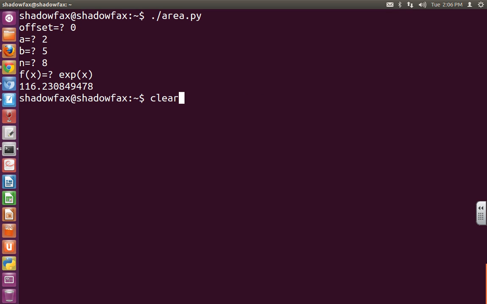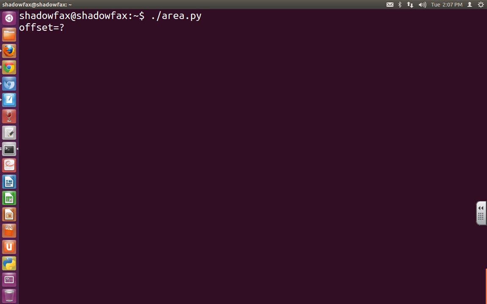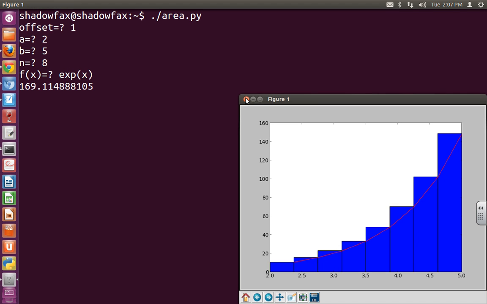But wait, look. What if you do it this way? 1, 258 exp of x. Now you have the right sum, which is an overestimate, isn't it?